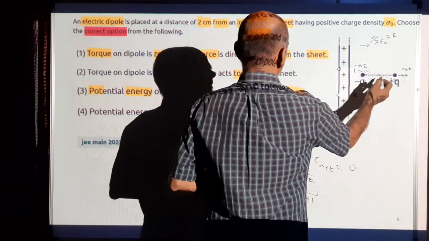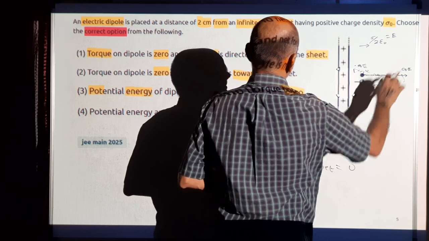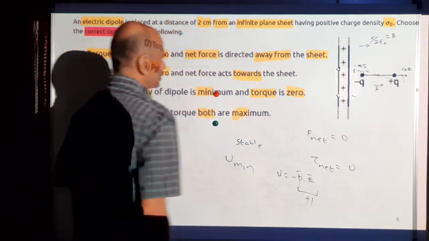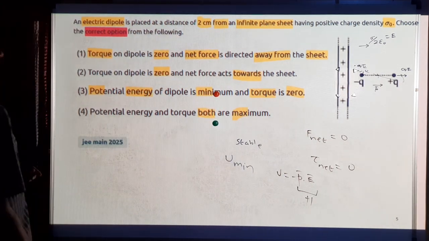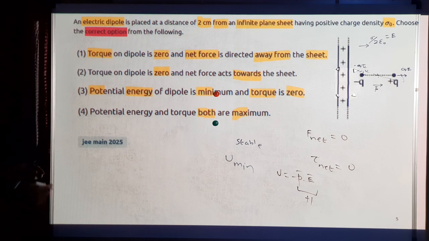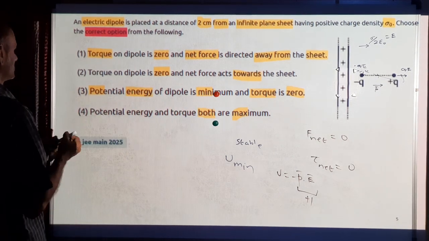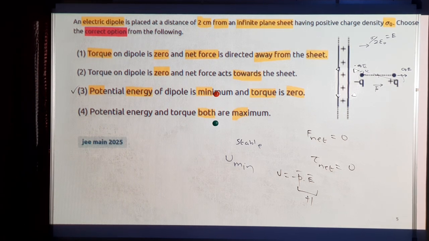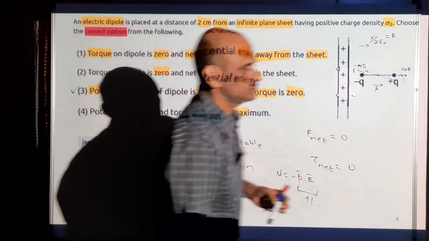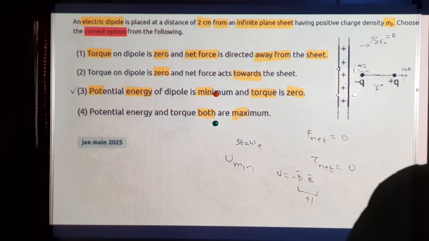So in this particular configuration, P is from minus Q to plus Q. So P is like this. Electric field is also towards right. So P dot E is such that cos theta is plus 1. So this is the minimum energy configuration. So it is a stable configuration. So option C is the potential energy of the dipole is minimum and torque is 0. So C is the correct option. C is the correct answer.